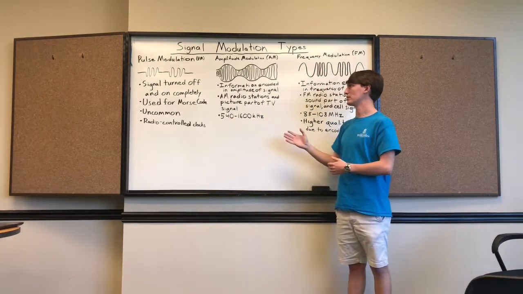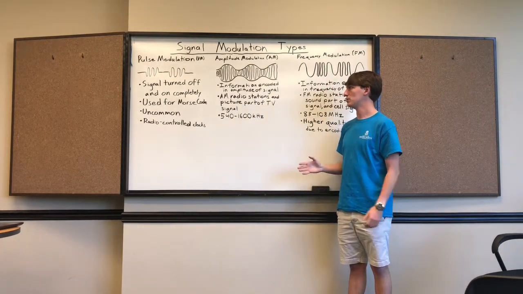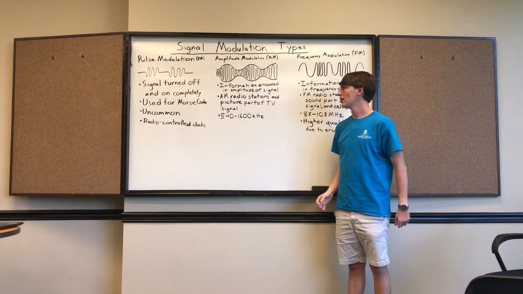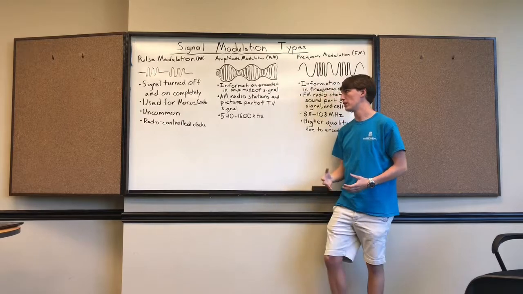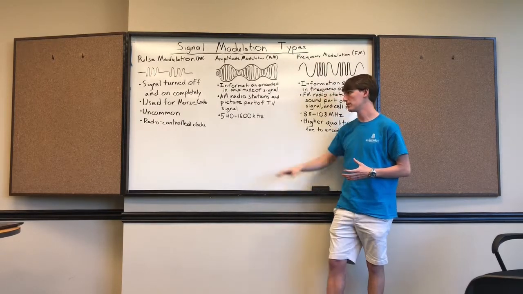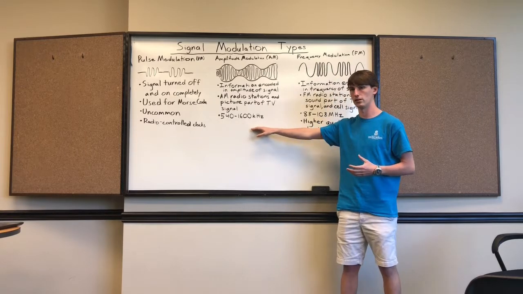So on to amplitude modulation. In this case, information is encoded in the amplitude of the signal, as you can see here. This is normally just used for AM radio stations and the picture portion of a TV signal, and operates in the 540 to 1600 kilohertz range.